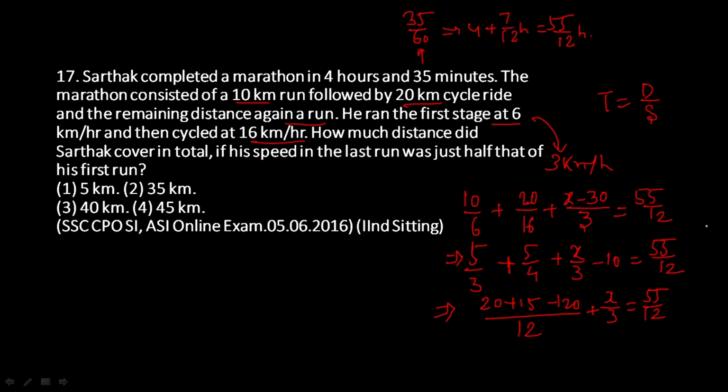In the next step it will be 85, right? So x by 3 is equal to 85 by 12 on that side, minus 55 by 12, which means 140 by 12. So 3 fours and it will be 4, 3 and 5, so 35. So the value of x will be 35 km.